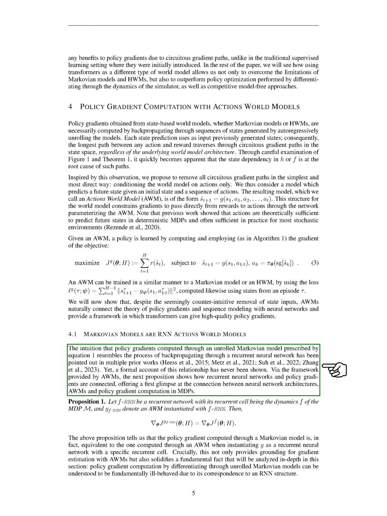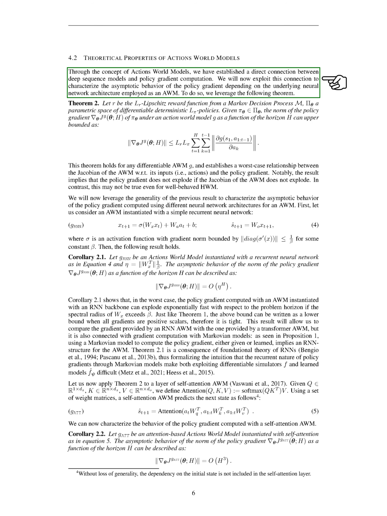gradients using AWMs but also emphasizes a critical point for further examination: The process of computing policy gradients by differentiating through Markovian models is inherently problematic due to its similarity to an RNN architecture. Moving on to the theoretical properties of actions world models, we've established a direct link between deep sequence modeling and policy gradient computation. Our goal now is to use this connection to describe the long-term behavior of the policy gradient, depending on the neural network architecture chosen for the AWM.